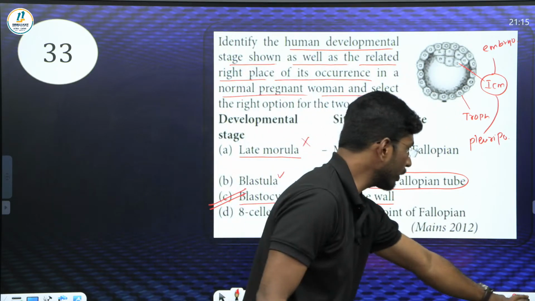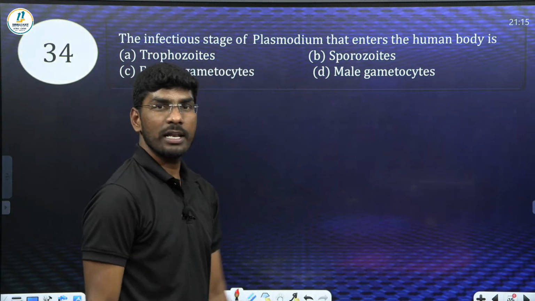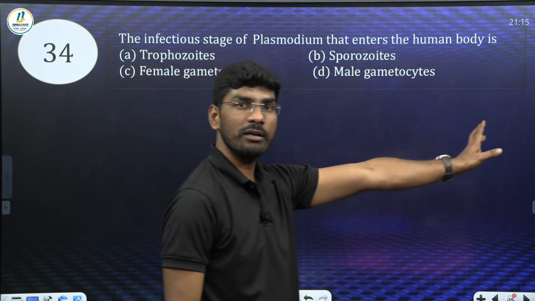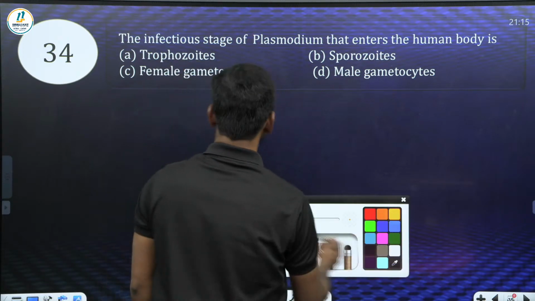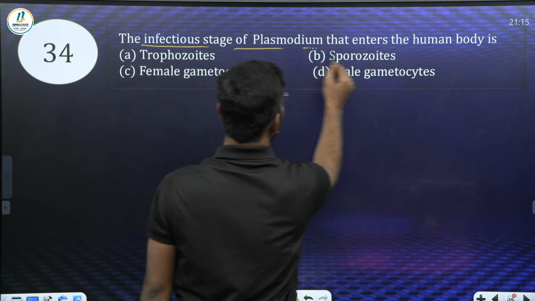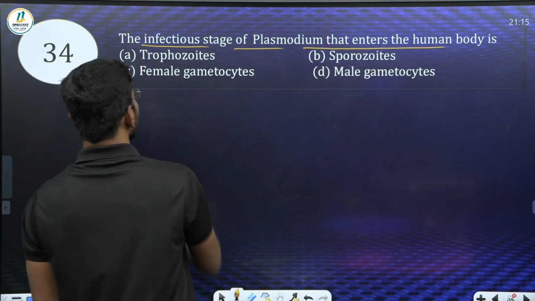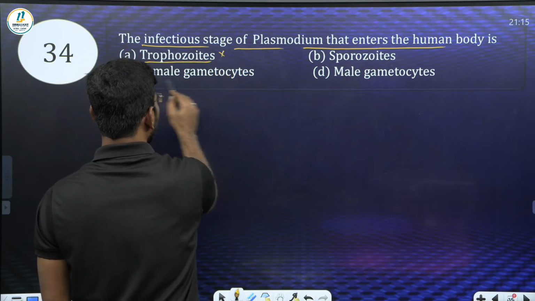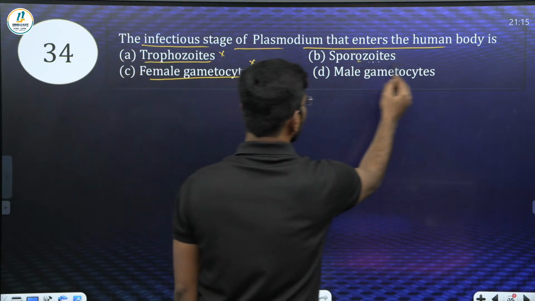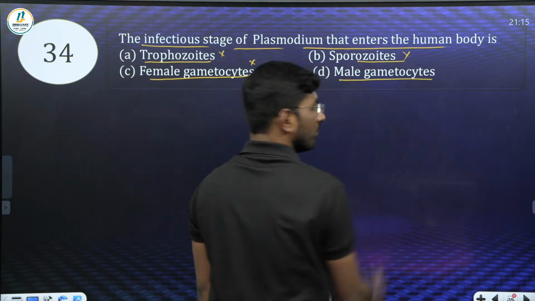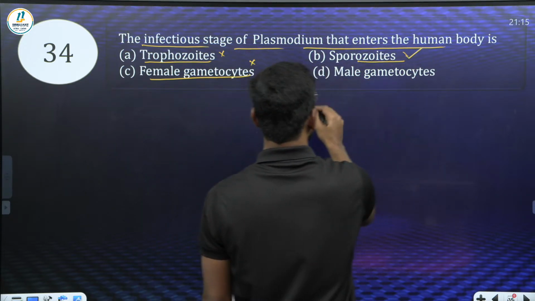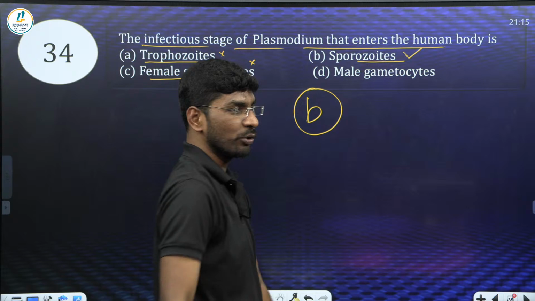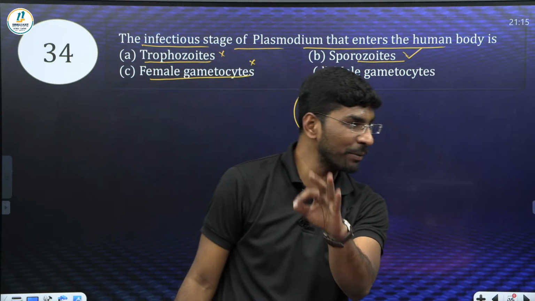So last question. Today's last question, then I'm going to wind up. Very simple question. Any one of you? Fast. The infectious stage of plasmodium that enters the human body. Trophozoites? No. Male gametocyte? No. Sporozoites? No. Come on, answer. Good, very good. So the answer is what? Tell me, beta. Sporozoite. Simple question, right.